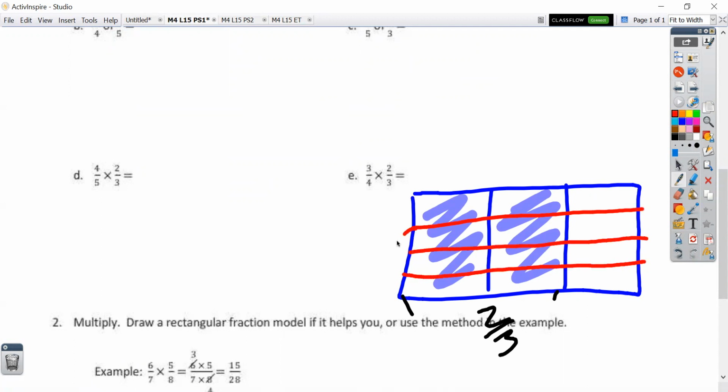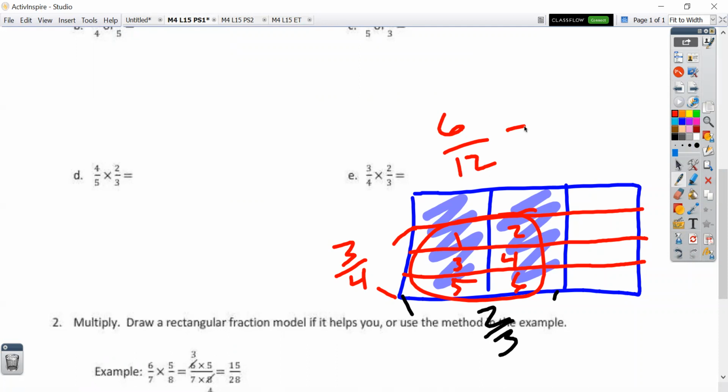And then I'm looking for 3 of those fourths, right? So I'm going to chunk out off the side 3 of those fourths. And I'm looking at these pieces that are in those spots. Looking for those 6 pieces. 6 out of 12, which is also, we can divide both by 6, and that's also 1/2.